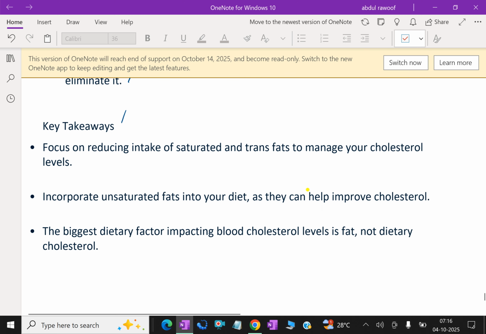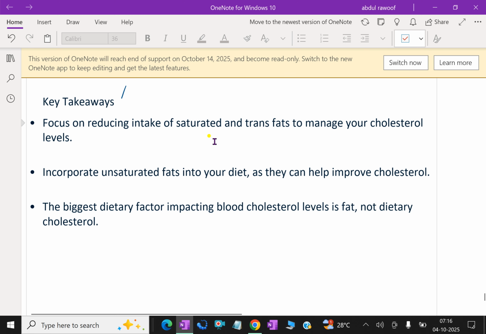Key takeaways: focus on reducing intake of saturated and trans fats to manage your blood cholesterol levels. Incorporate unsaturated fats into your diet as they can help improve cholesterol. The biggest dietary factor impacting blood cholesterol levels is fat, not dietary cholesterol.